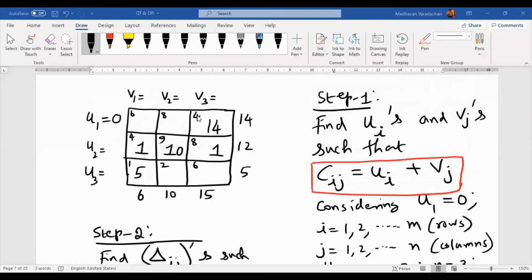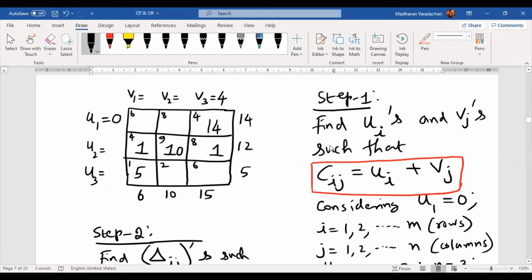So yes, this cost should be equal to the sum of the corresponding u and the corresponding v. What is the corresponding u? Corresponding u is 0. What is the corresponding v? We don't know. But if I add this u and this v, I should get the cost. Am I right? If I add this u and this v, I should get the corresponding cost. So what should be v then?